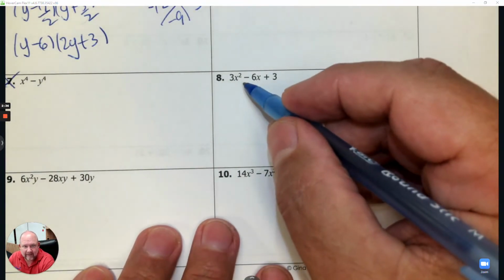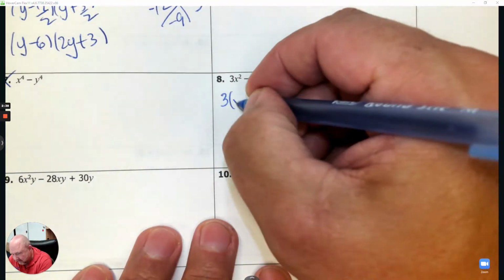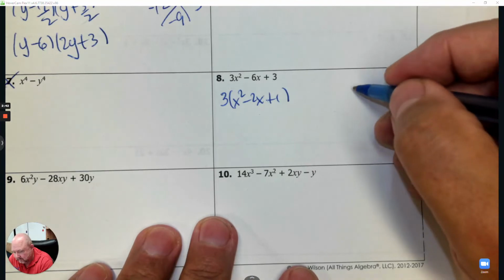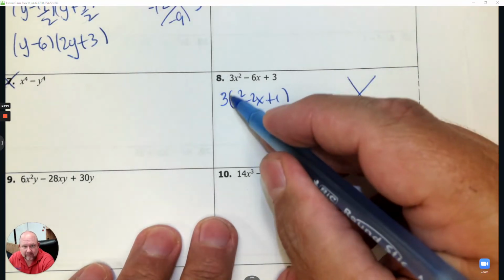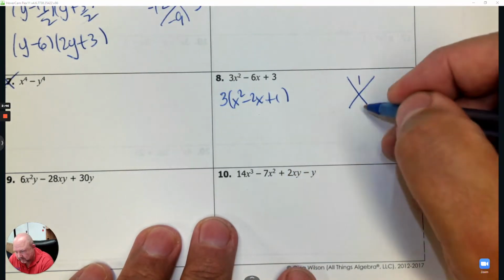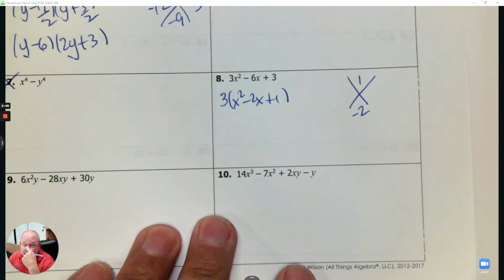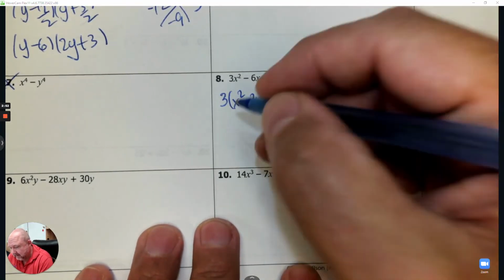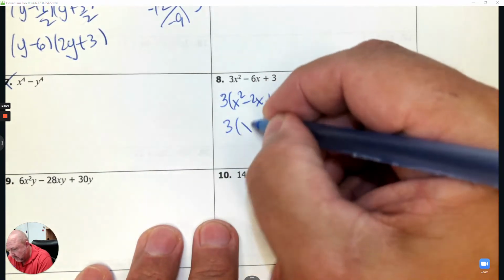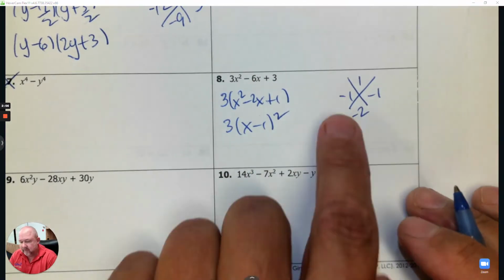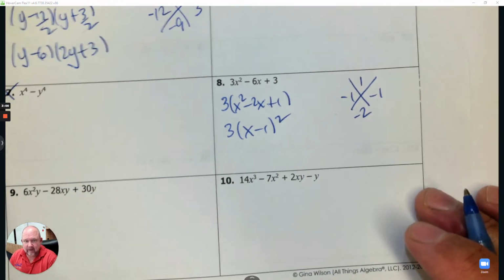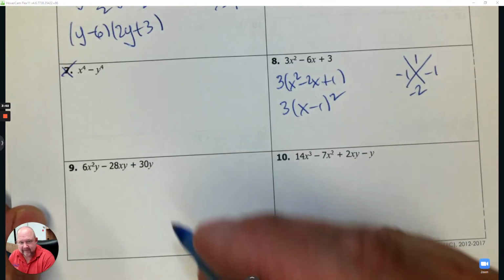And number 8 again, I'm going to divide out a 3, because that's all in common, so let me do that first. Now it's a simple trinomial, so I don't need the first times last, just the 1 and the 2, negative 2. So what two numbers multiply to 1 and add to negative 2 is negative 1 and negative 1. So I don't need to write it down twice. I'm just going to write it down once and square it. All right, no to 9 and no to 10. Turn the page.